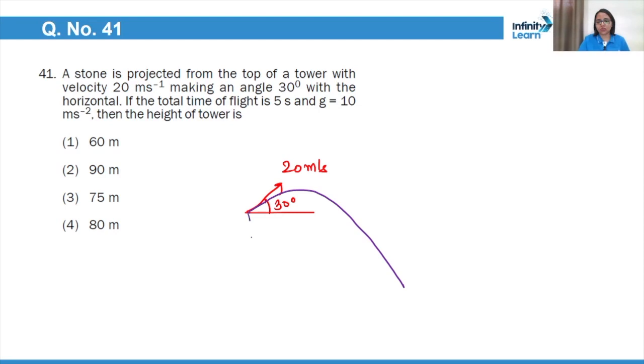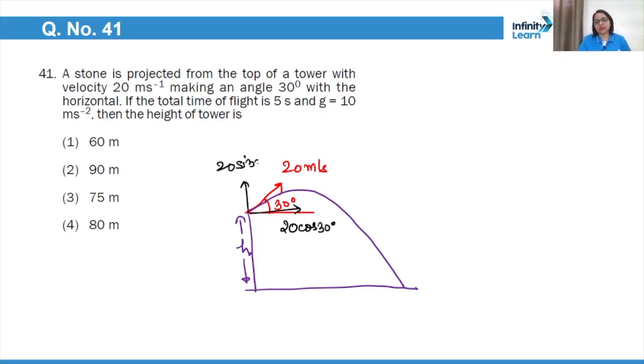It will fall to the ground. This is ground and this is height of the tower edge. So let's take components. So this component will be 20 cos 30 degree and this component will be 20 sin 30 degree. So let's write this equation.